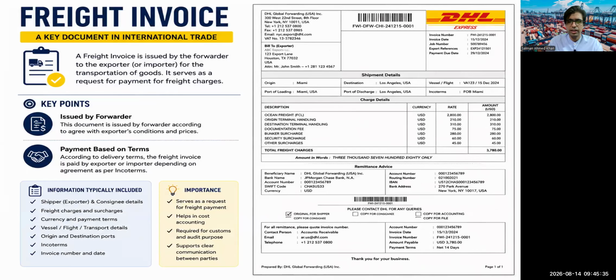Now, this is also the freight invoice, which is issued by the forwarder to the exporter for the transportation of the goods. It serves as a request for payment for the freight charges for moving the goods from the point of origin to the point of destination.